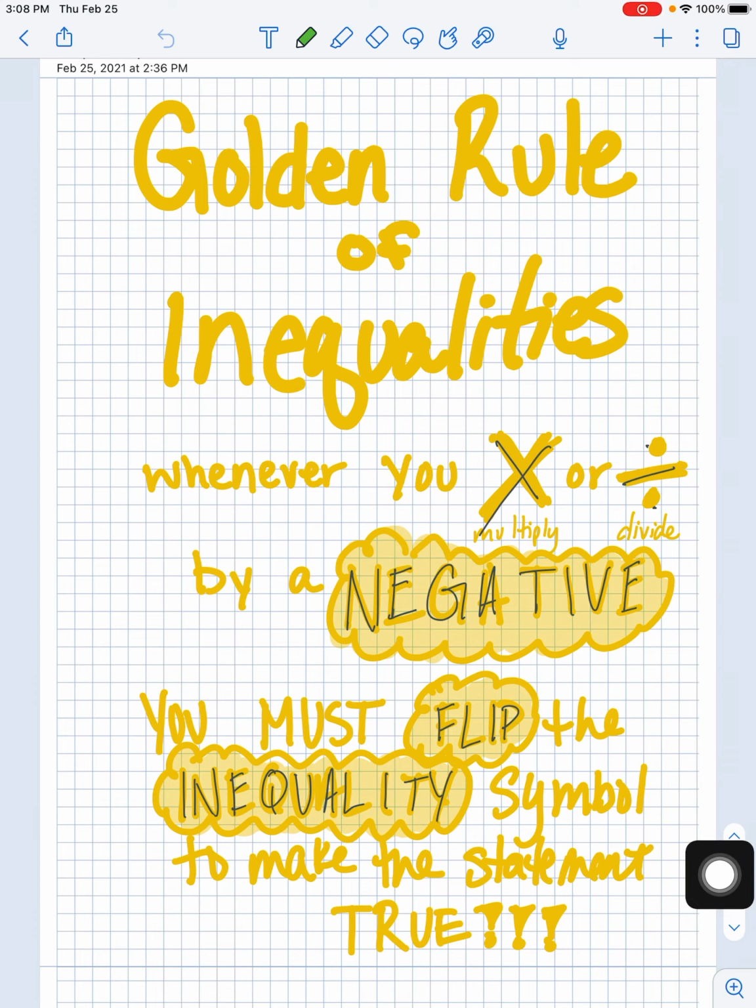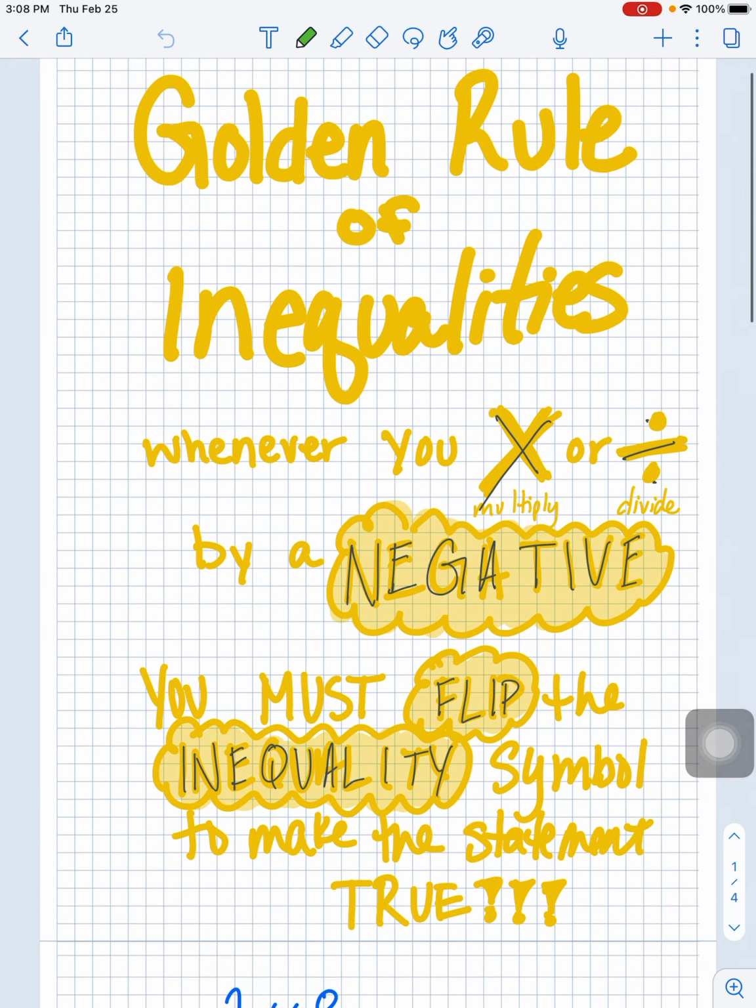So as we go through the problems today, remember, you're going to do the same thing as solving equations. You're going to undo whatever operation's being done. You're going to do the inverse. But if you ever have to multiply by a negative, you're going to flip the inequality. If you're going to have to divide by a negative, you flip the inequality. Otherwise, you keep it the same.